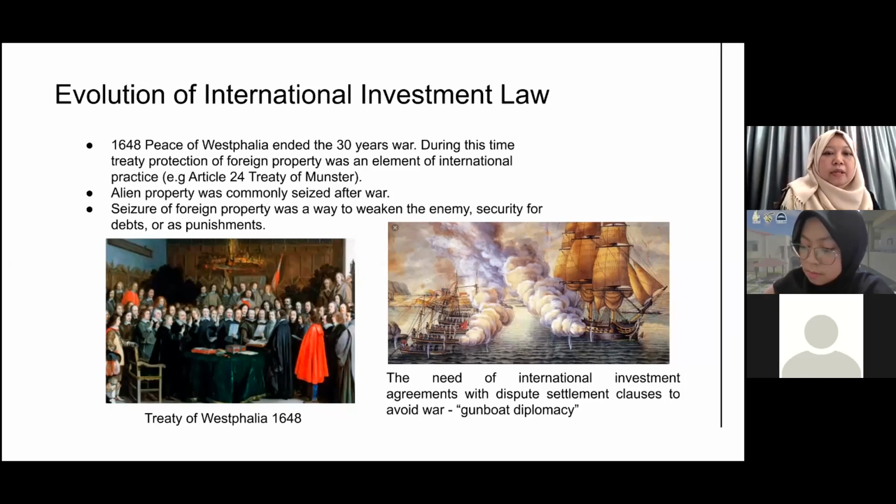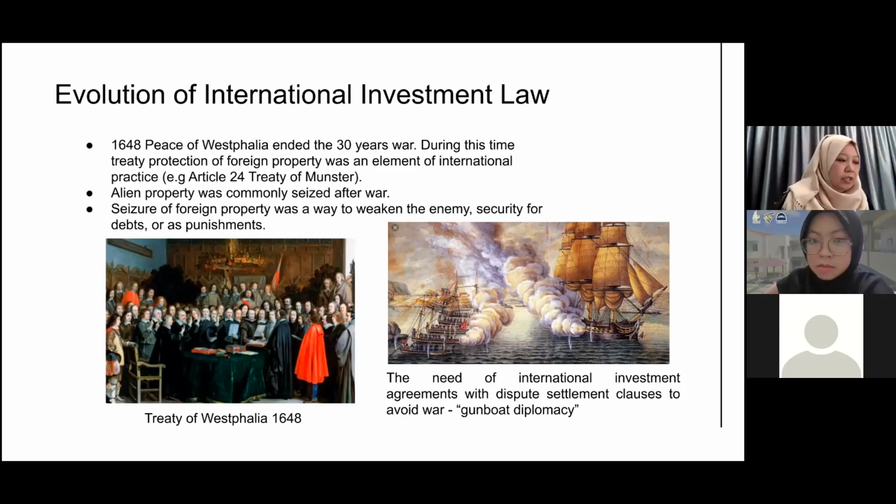Okay, so alien property was commonly seized after the war, and the seizure of foreign property was a symbol, okay, to weaken the enemy. Not only effective to weaken the enemy, it is also a symbol of humiliation, a security for debts, and also a punishment.